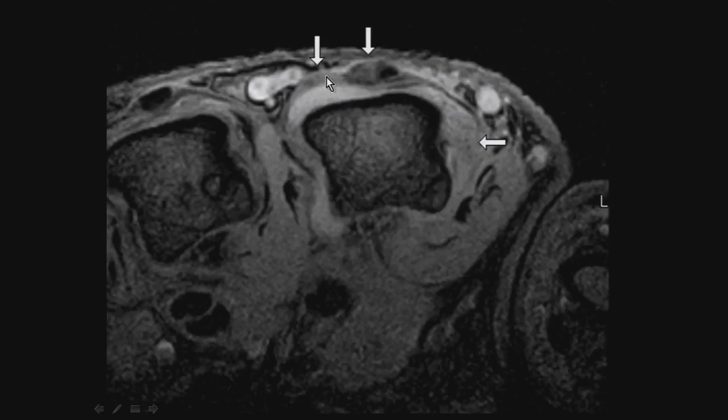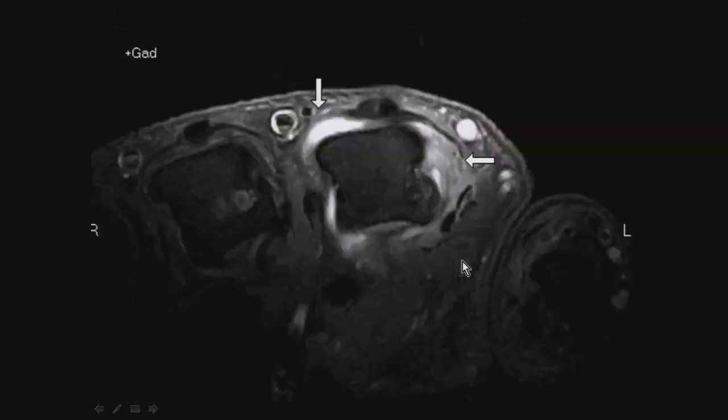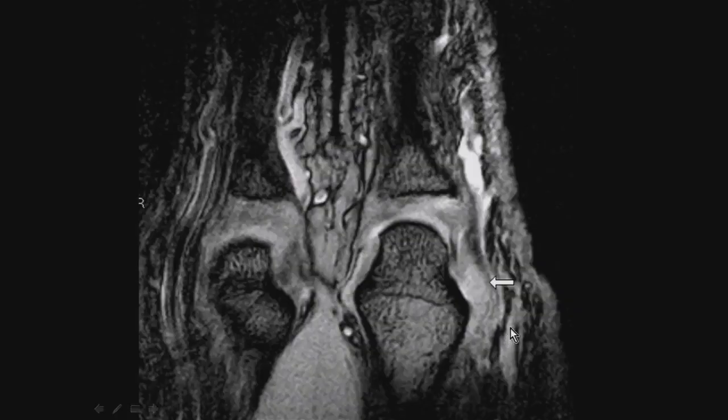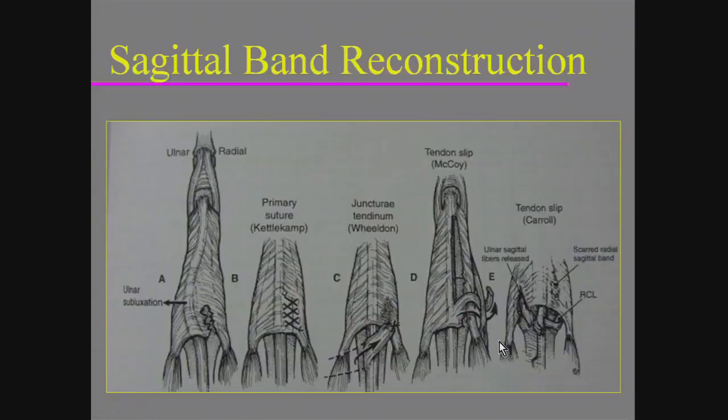T2 star weighted image: ulnar-sided sagittal band injury, subluxation of the extensor mechanism, radial collateral ligament tear. In the coronal plane, we can nicely see, here's the radial collateral ligament, there's the tear of its metacarpal attachment on T2 star weighted imaging.